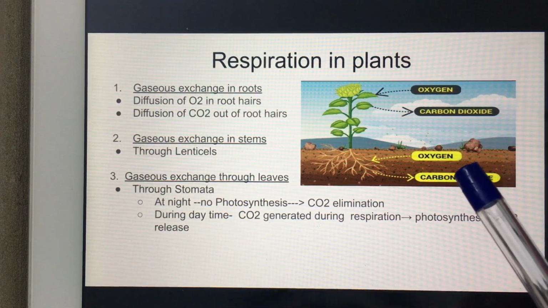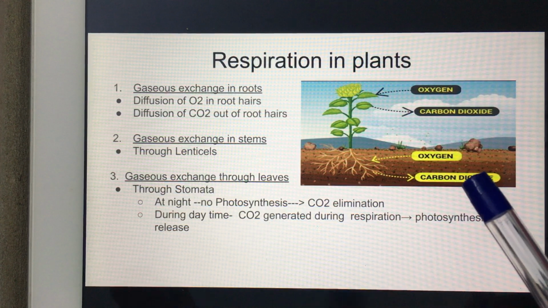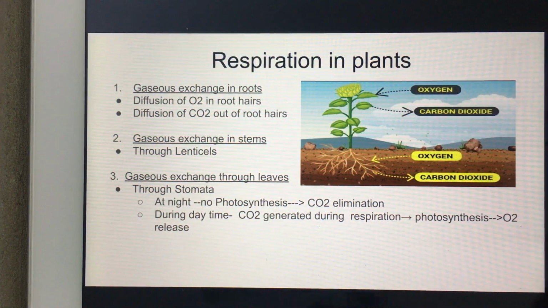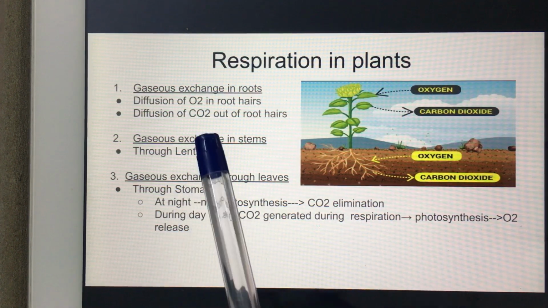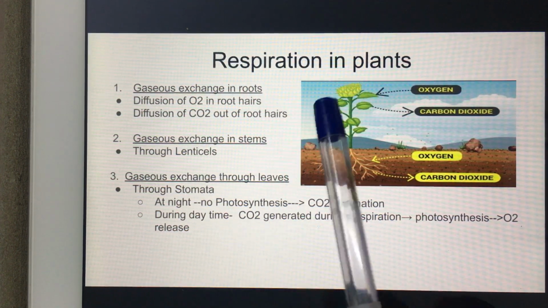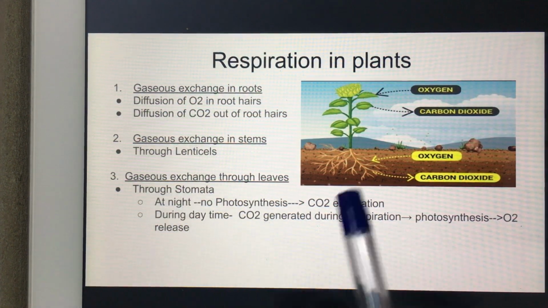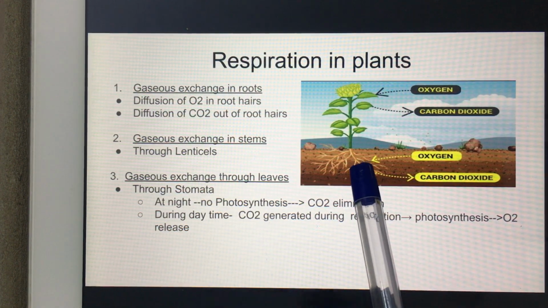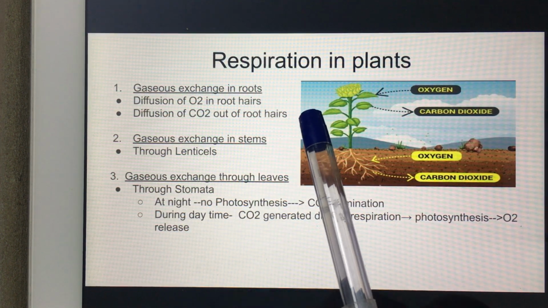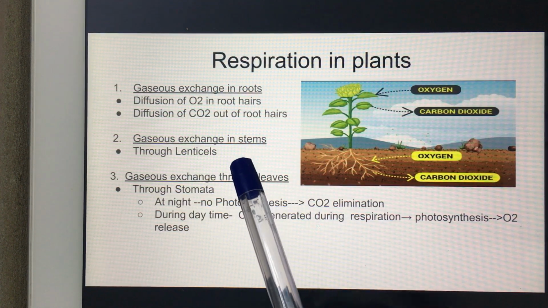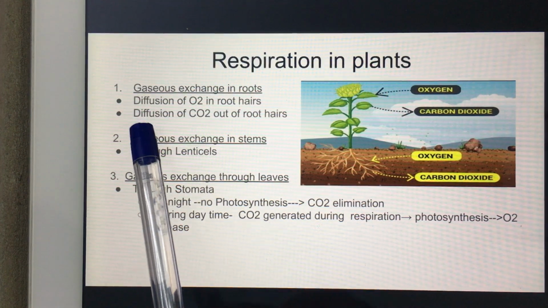Now, here we are going to see, in the chapter we are dividing it into two parts. One is respiration in plants and the other one is respiration in humans. So let's see the respiration in plants. The first part is the gaseous exchange in roots, which takes place because of diffusion. From the soil, the oxygen gets into the root through the root hairs, and from the root hairs, carbon dioxide goes out into the soil.